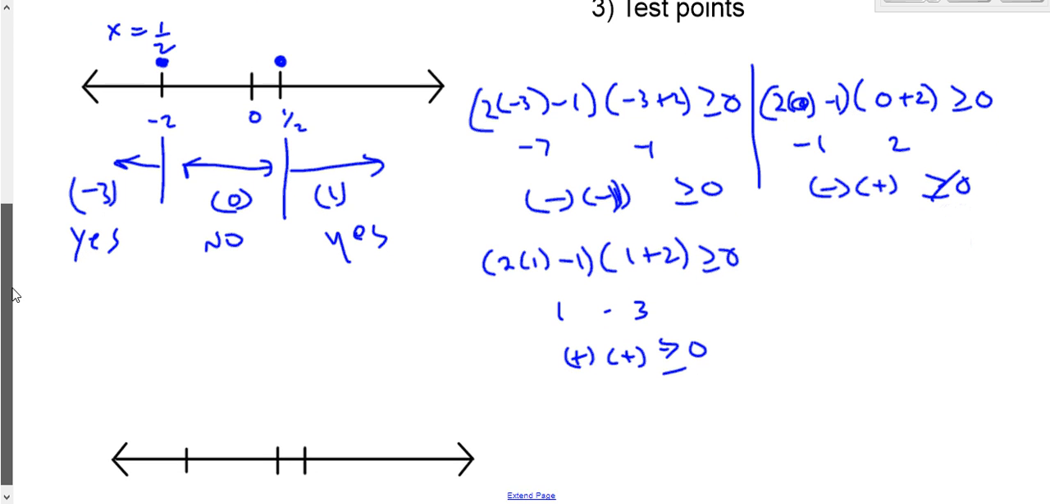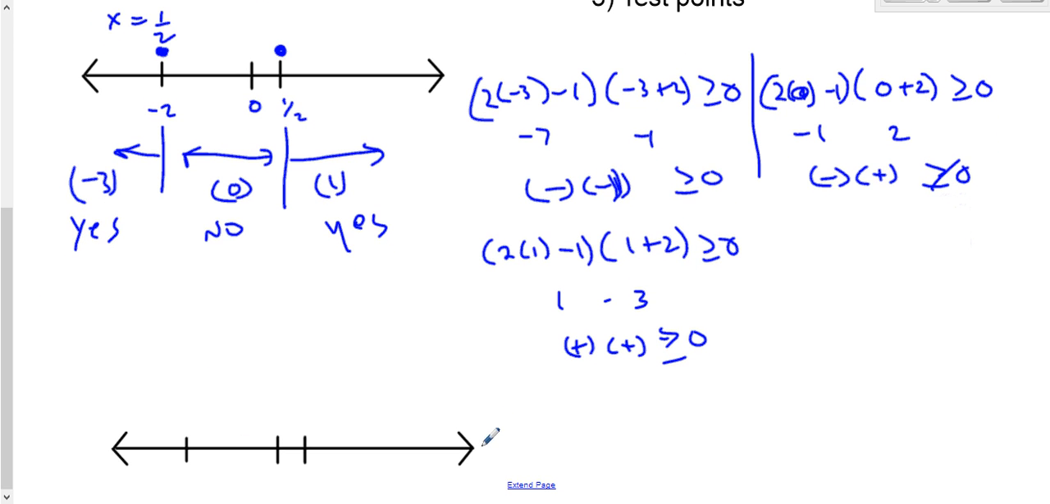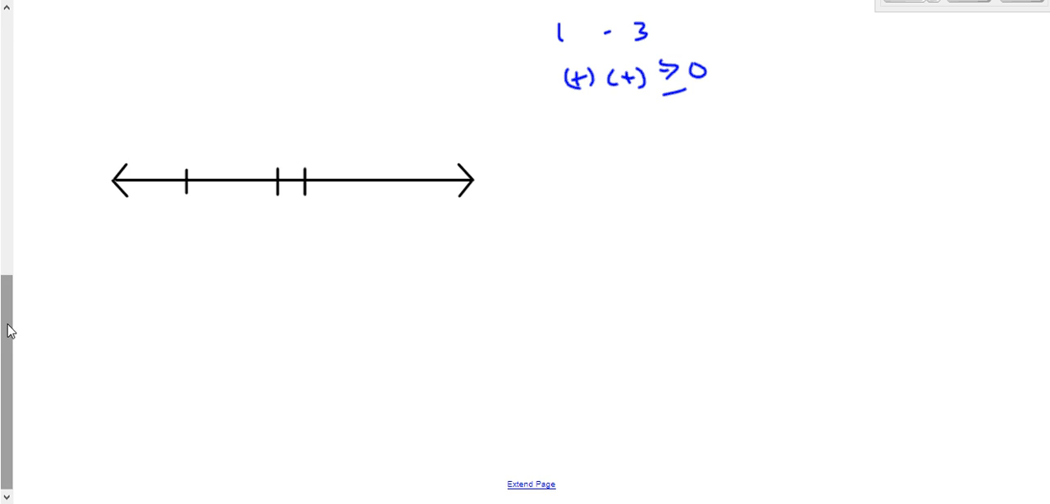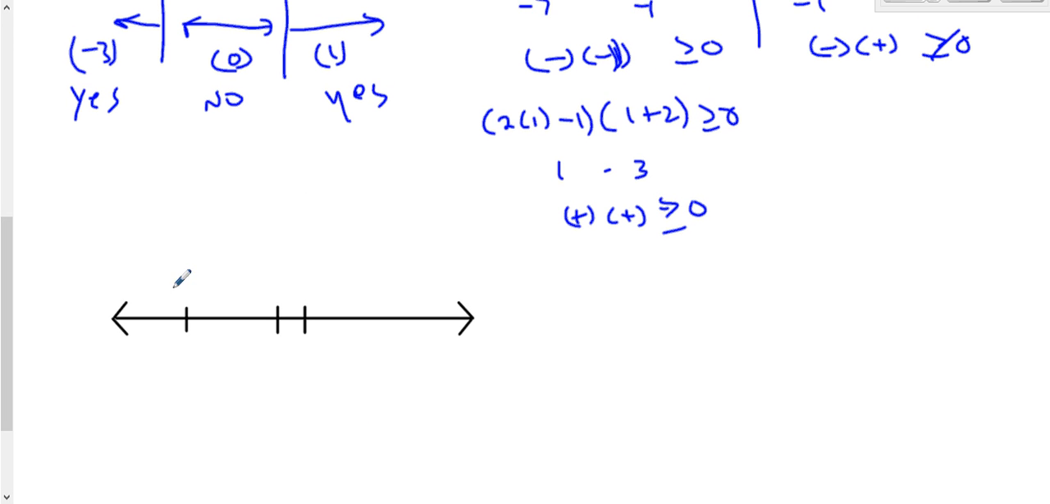So when we graph this officially on our number line, we have our 0, our negative 2, our 1/2. We have a solid dot, and we want to shade to the left of that. So we're going to draw an arrow to the left. We do not want to shade in between these 2 points, but we do want to shade to the right of the 1/2. So there's our graph.